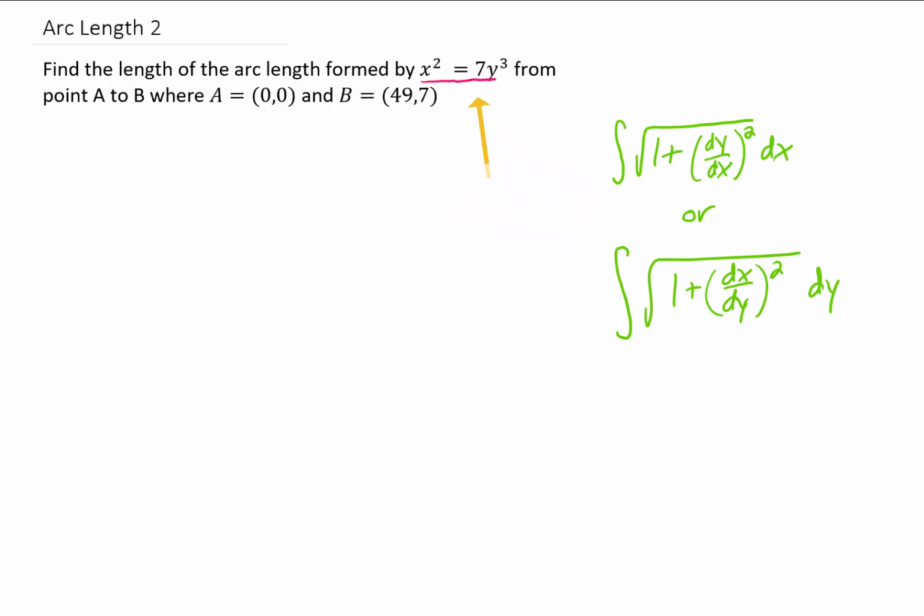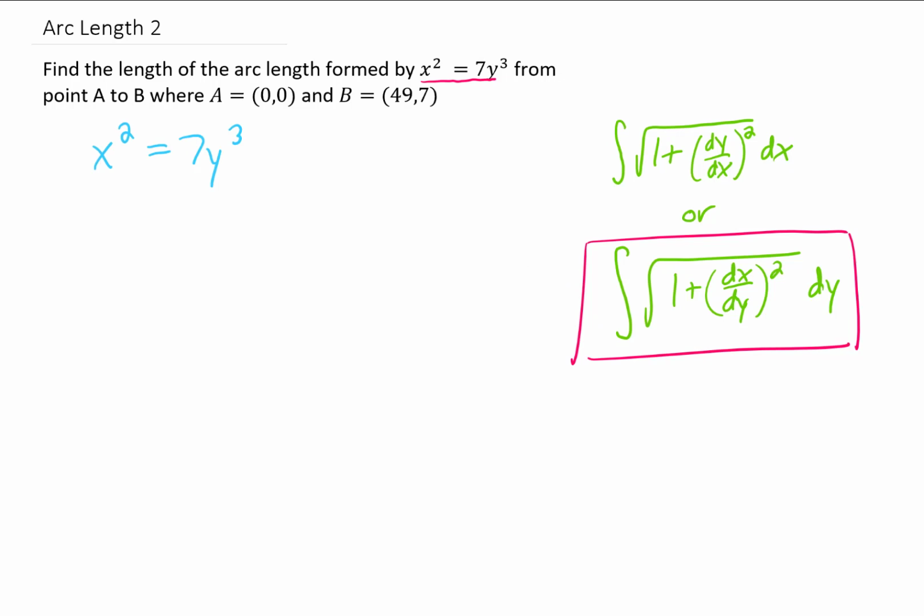We could solve the equation for x in terms of y and use this second formula down here and integrate with respect to y. Or we could solve this formula for y in terms of x and use this first formula. If we decided to use this first formula and integrate with respect to x, the problem would look a whole lot like the first arc length problem that I did. So I'm going to do this problem by solving for x in terms of y and integrating with respect to y.